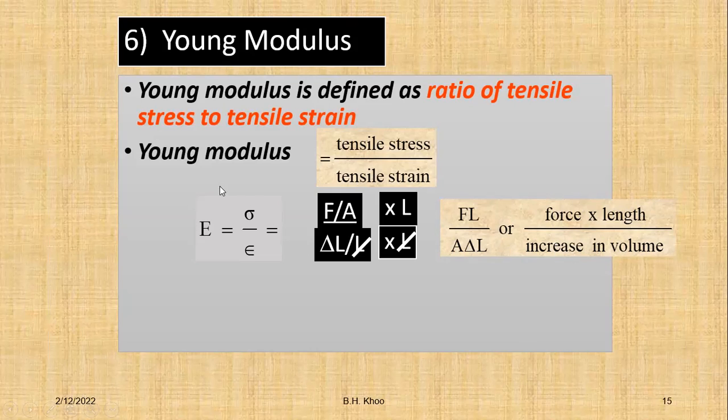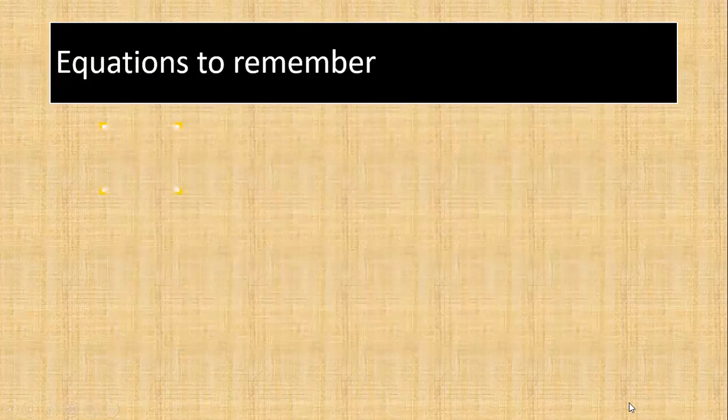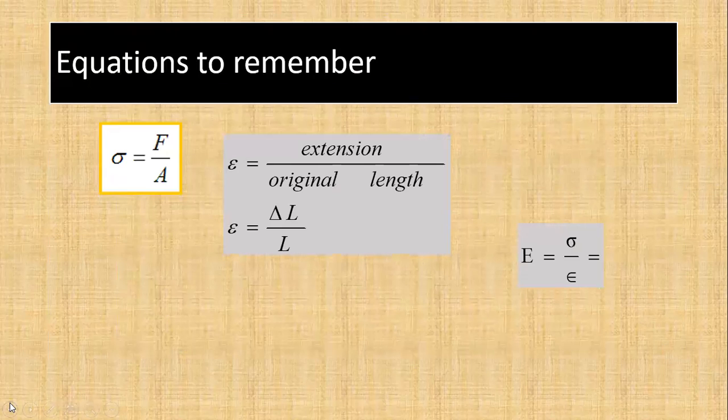Memorize this one. If you can memorize this one, so much better. If not, derive it. It measures the stiffness of the material. The unit is the same, since strain has no unit, as stress: Pascal or Newton meter to the minus 2. So these are all the equations you need to remember.